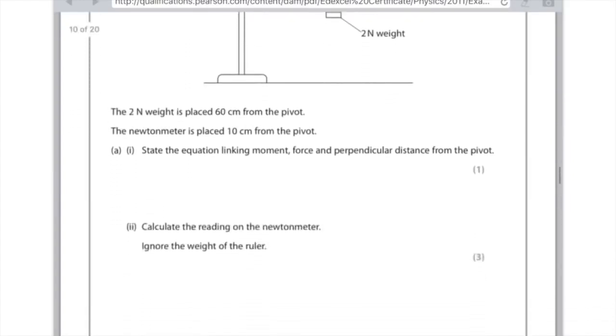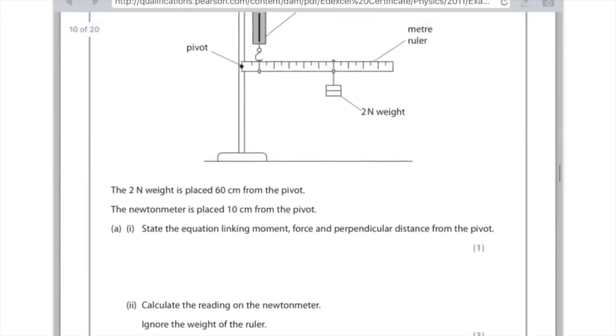Calculate the reading on the newton meter, ignore the weight of the ruler. Okay, don't stress here, we can work this out. Remember the law, which is that clockwise moment equals anti-clockwise moment. So let's look at the clockwise moment. So we've been told that the weight is 60 centimetres from the pivot. The moment, therefore, clockwise will be 0.6 because you need to convert from centimetres into metres, times 2.